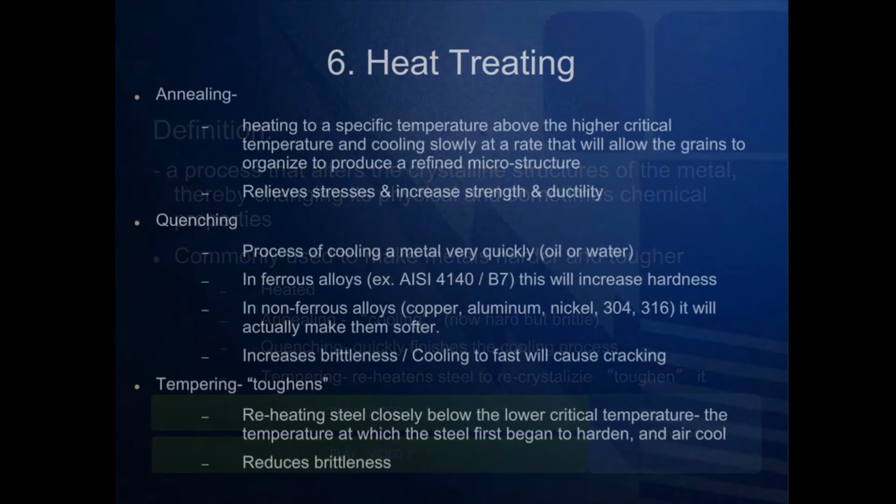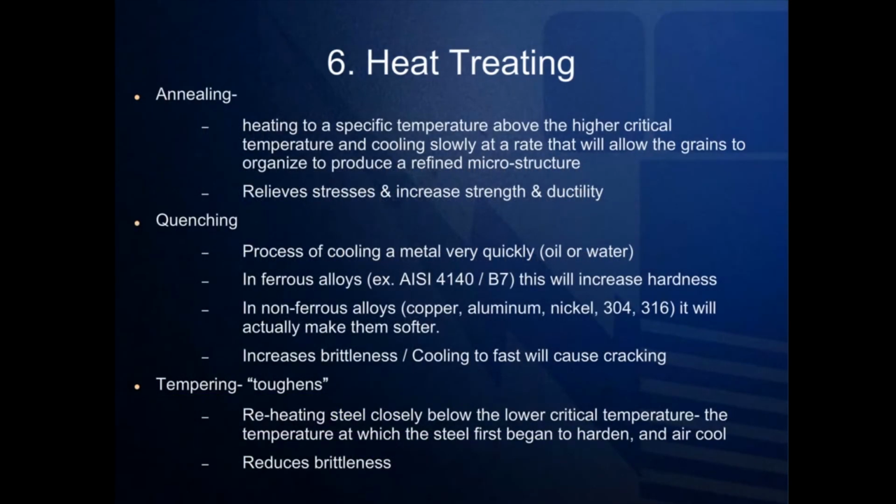The first process, annealing, is to heat a material to a specific temperature above the high critical temperature and cool it slowly at a rate that is controlled and that will allow the grains to organize and produce a refined microstructure. This relieves stresses and increases strength and ductility.